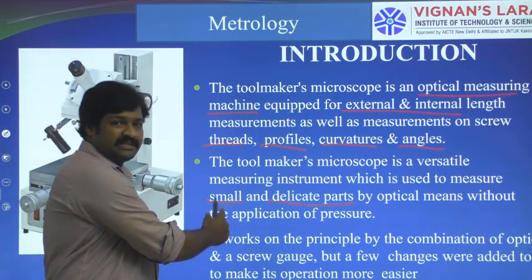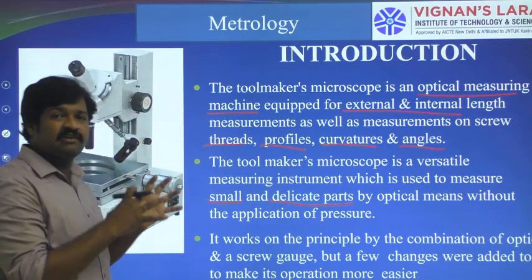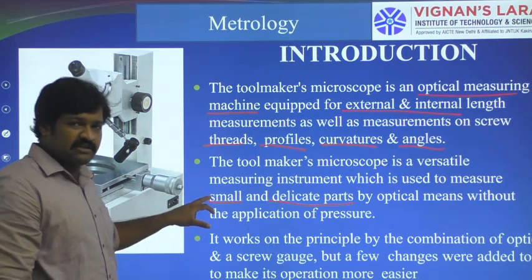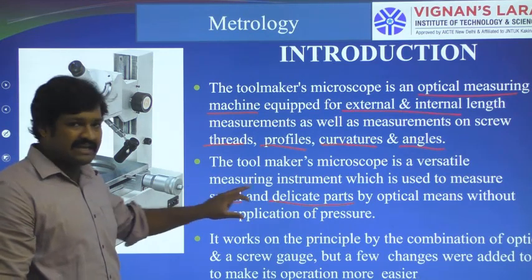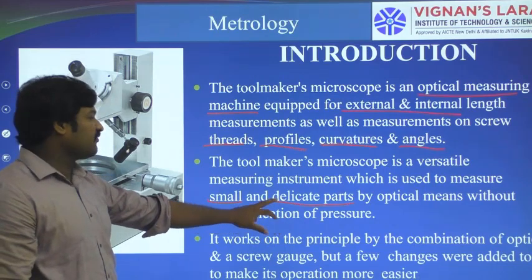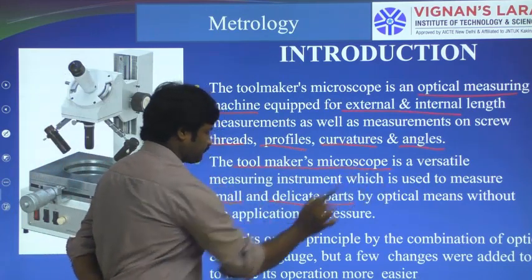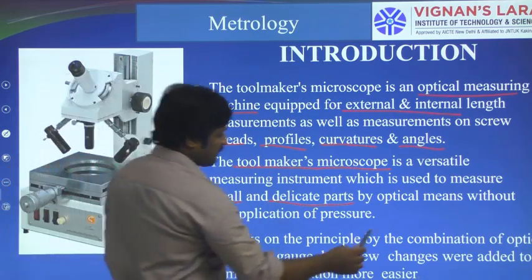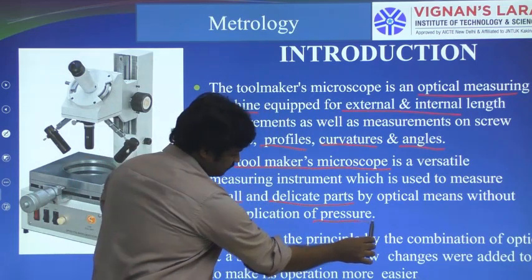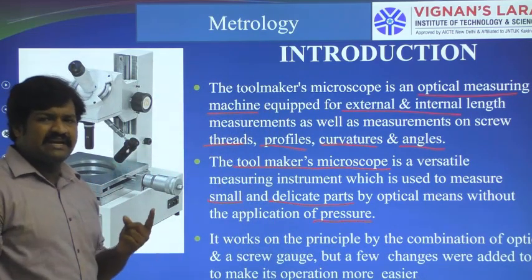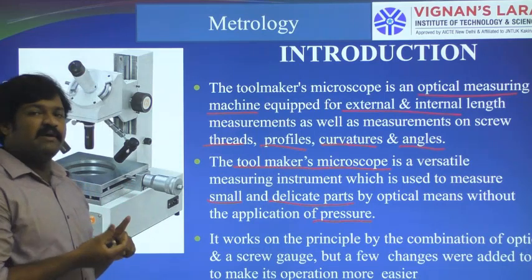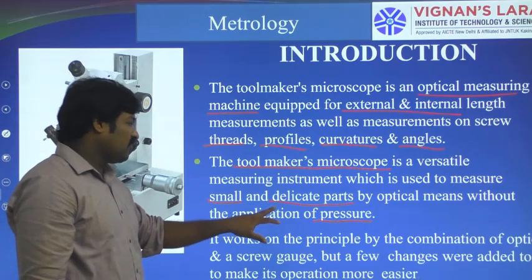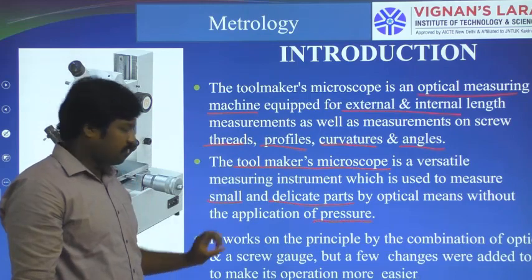If the component is small, we need to magnify the component, then only can we easily identify the elements. If the component is small and delicate, it means the components are soft, then we can go for this tool maker's microscope. So small and delicate parts are measured by optical means without the application of pressure. If it is an end standard, we need to apply pressure. By means of pressure the component may deform. To avoid those deformations, we are going to use this tool maker's microscope.